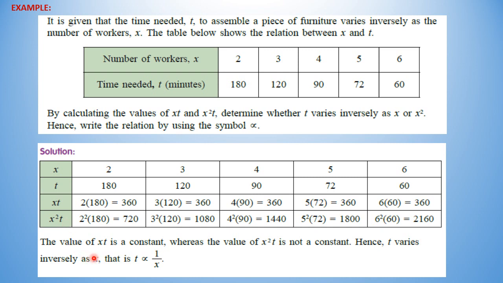After that, you can write the variation relation like this. Okay, this is your variation relation: t varies inversely as x. Inversely means 1 over x.